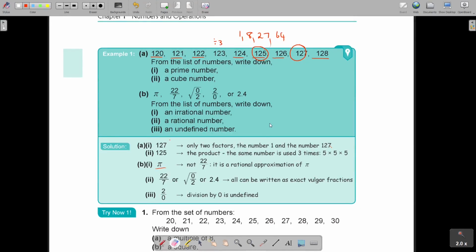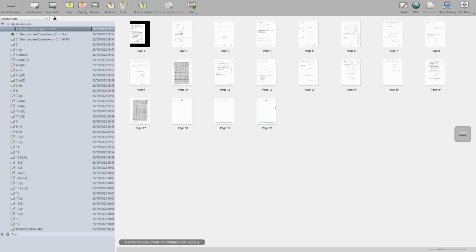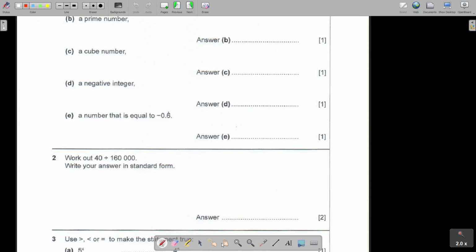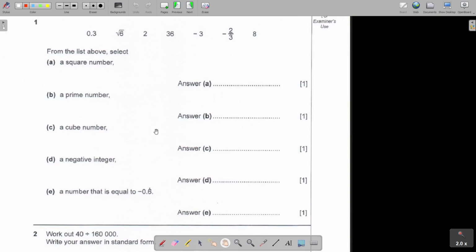Okay, we will only do number A, or I showed you number A, just to get the idea. We will later in the question paper come to rational and irrational numbers. So let's go back to the question paper and do that question. Just want to move it a little bit down. Okay, so there is your list of numbers.